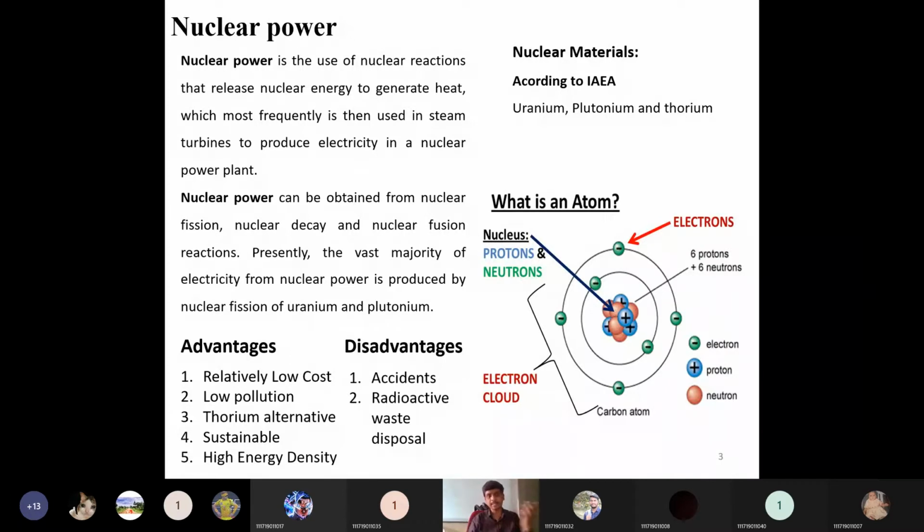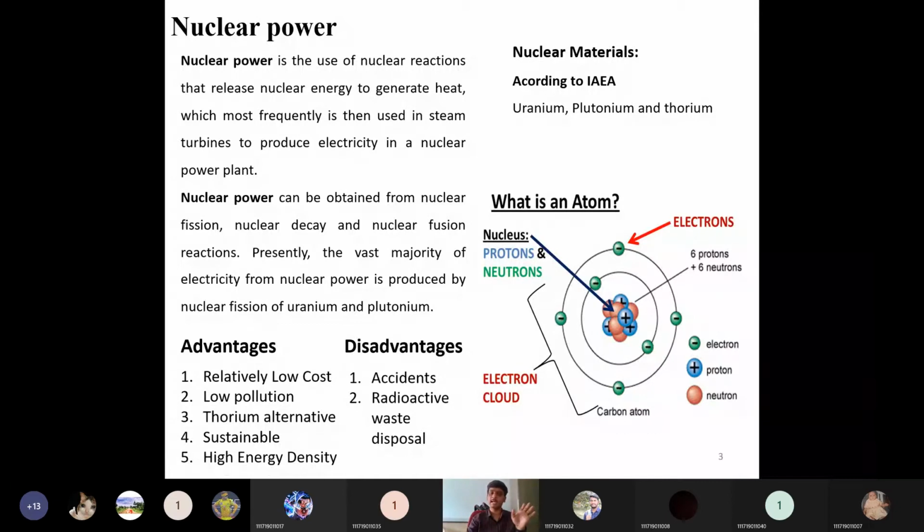That will be impacting the surroundings. Because of this, a proper, suitable, and sustainable radioactive waste disposal mechanism has to be selected here. There are two disadvantages. One is that accidents can happen. The next is that the radioactive waste from nuclear power plants is very heavy.